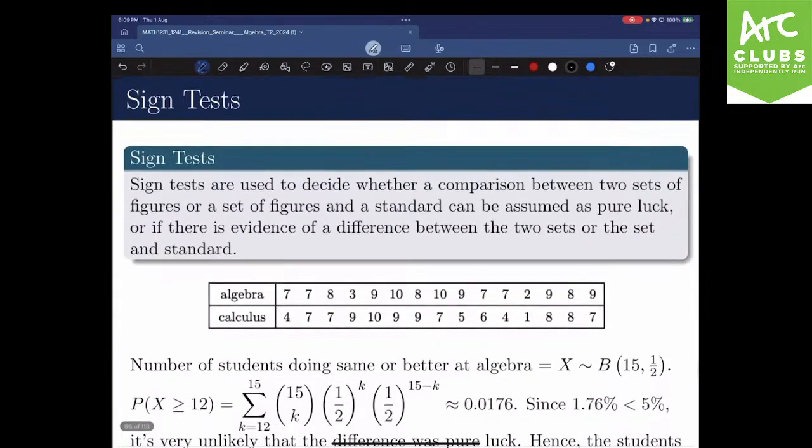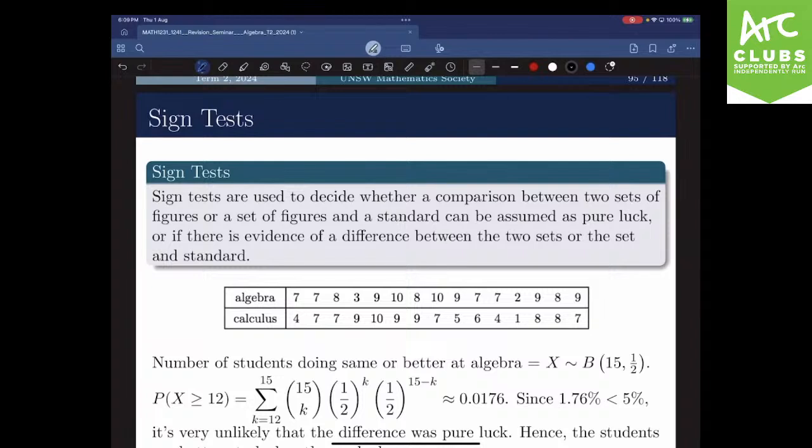Next, we have sign tests. Sign tests, as we see here, just decide whether a comparison between 2 sets of figures, or a set of figures and a standard, can be assumed to be pure luck, or if there is some evidence of a difference between these 2 sets or the set and the standard, right? What does that really mean? Well, we'll see with this example, right?